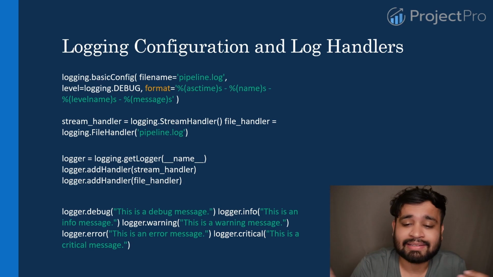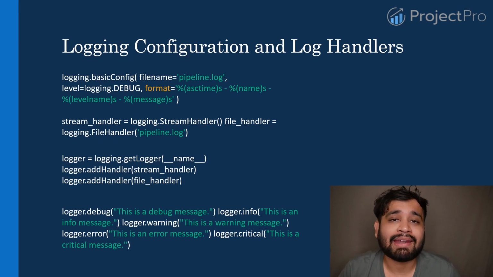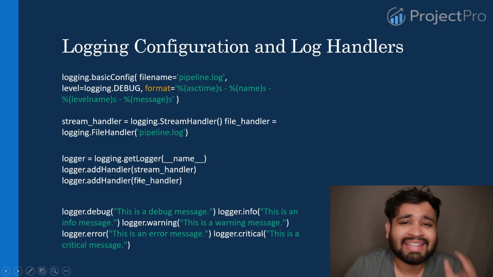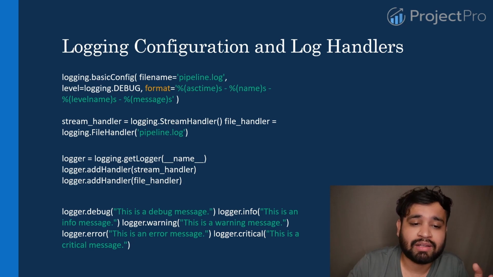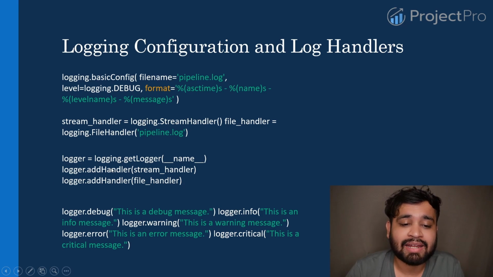So we can use the setLevel method for controlling the verbosity of the logs, and we can attach the handlers to the logger using this. This snippet will help you set the log level for each handler. Here we have two handlers, the stream handler as well as the file handler, and we are just adding them into the logger.